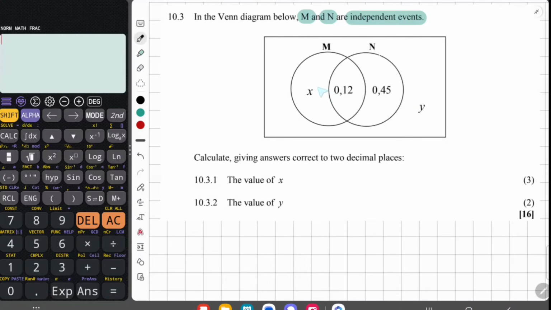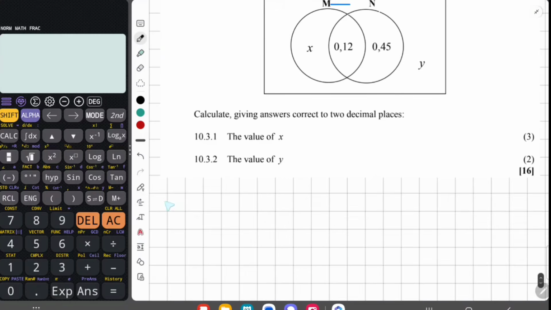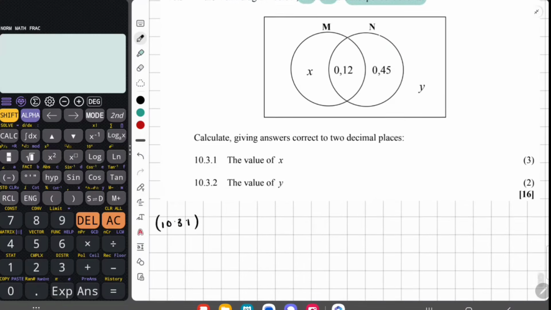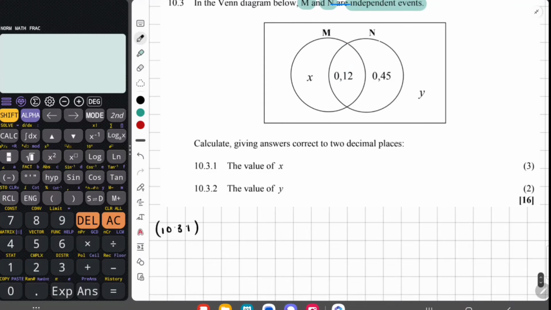So to find the value of x, what would include x? Well, we have to take what they said in the beginning. They said M and N are independent events. And this is the rule for independent events. So if events are independent, then this is what it means. And I'm just going to relate it to this though.